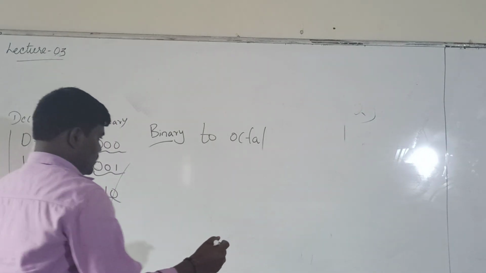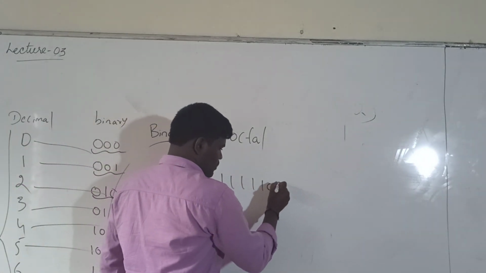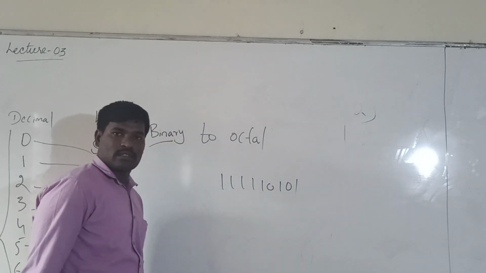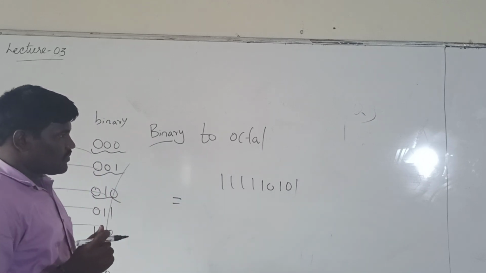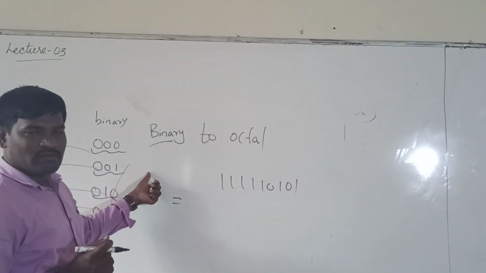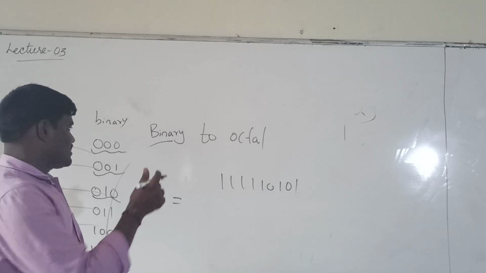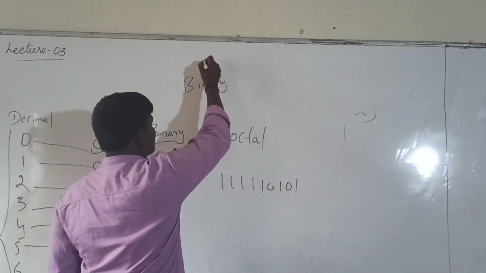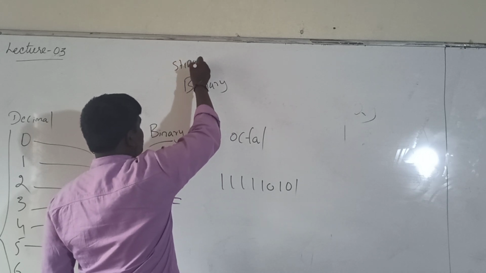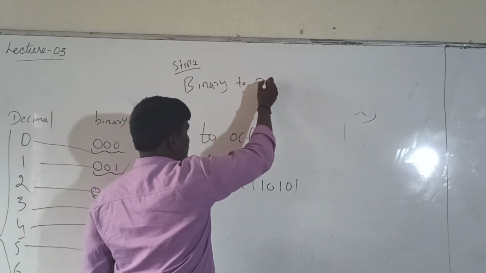Another example: 1 1 1 1 1 0 1 0 1. First you have to follow the same method, that is binary to octal. The steps I have to write: step 1, binary to decimal.